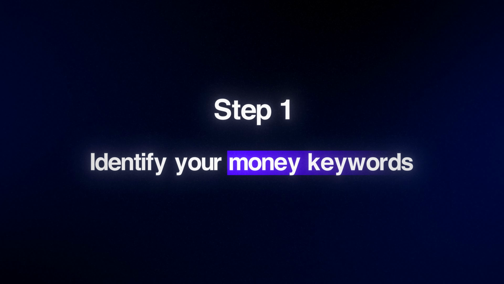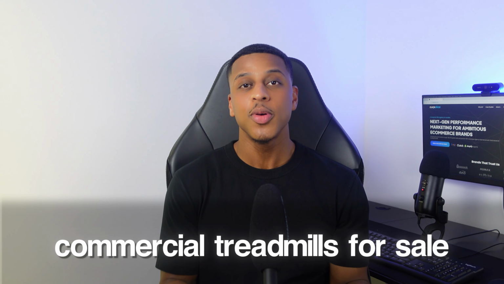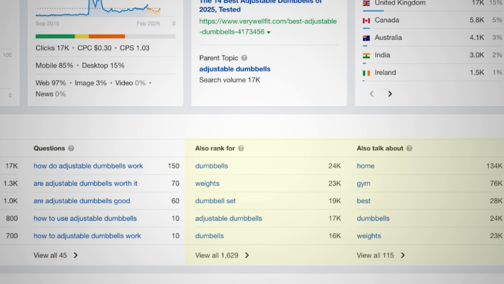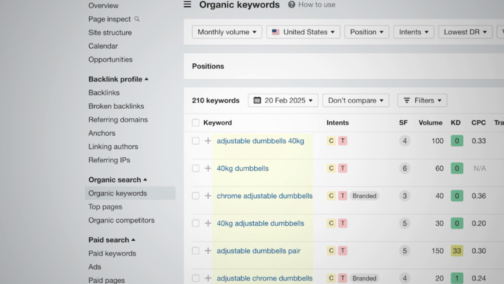Let me break down our exact process. First, you need to identify your money keywords. These are typically your collection pages and your product pages too. For example, if you sell fitness equipment, your money keywords might be buy adjustable dumbbells, best home gym equipment, commercial treadmills for sale. You can use tools like Ahrefs and SEMrush to discover potential keyword ideas. Or simply plug in your biggest competitors and see all of the keywords they're targeting just like that.